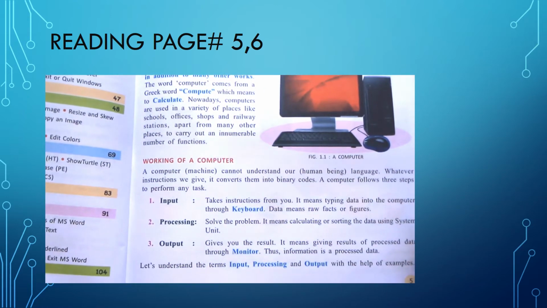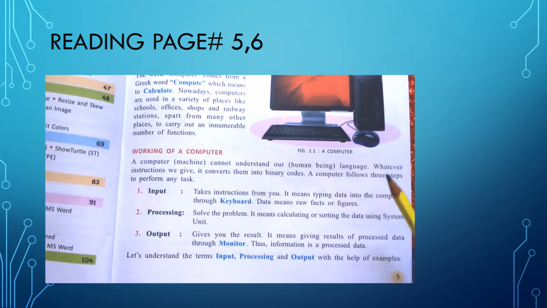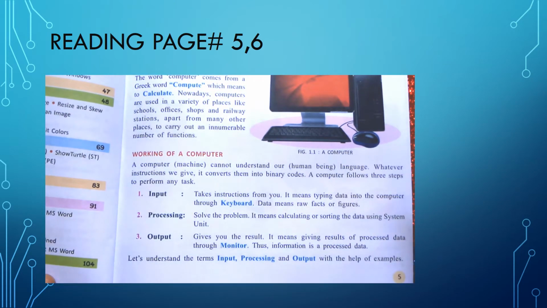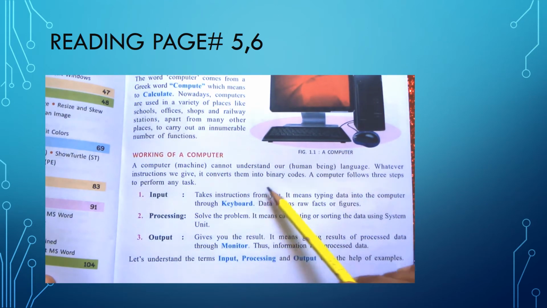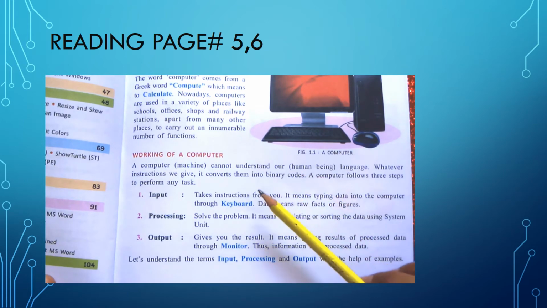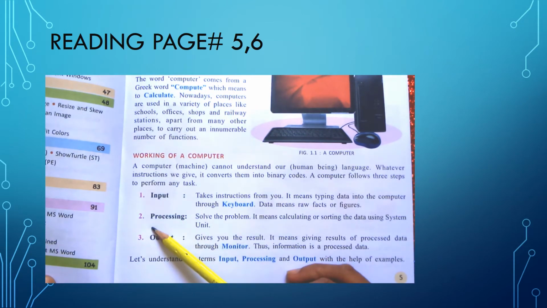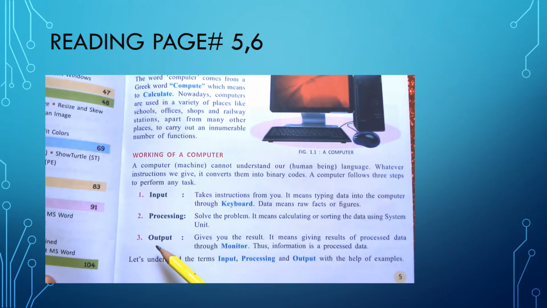A computer machine cannot understand our human beings' language. Whatever instructions we give, it converts them into binary codes. A computer follows 3 steps to perform any task. First step is input, second step is processing, and third step is output.